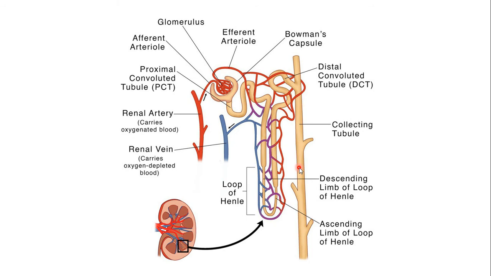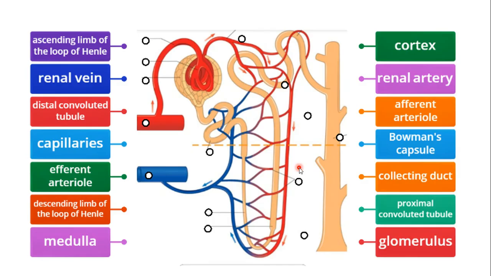Now for you, the assignment is to consider this diagram. This is a diagram of a nephron. As you can see, it is unlabeled. These labels right here are not in the correct position, but they give you the words to use to fill in the parts they are pointing to.